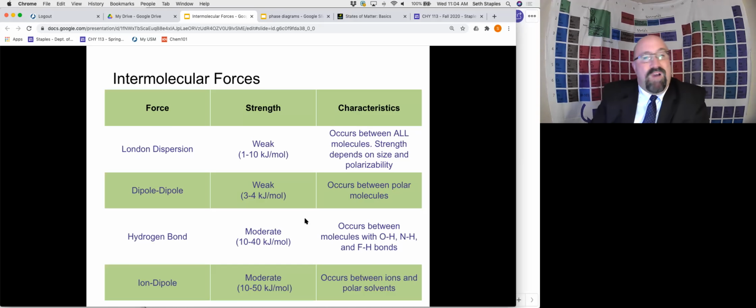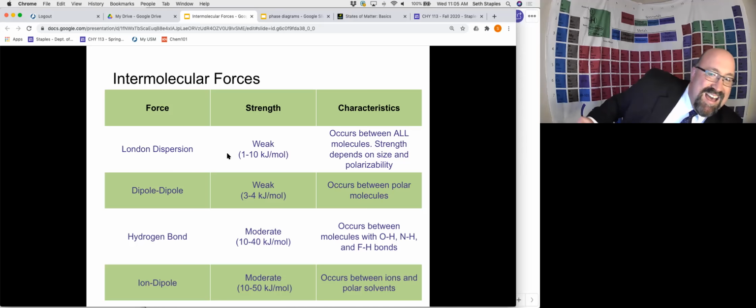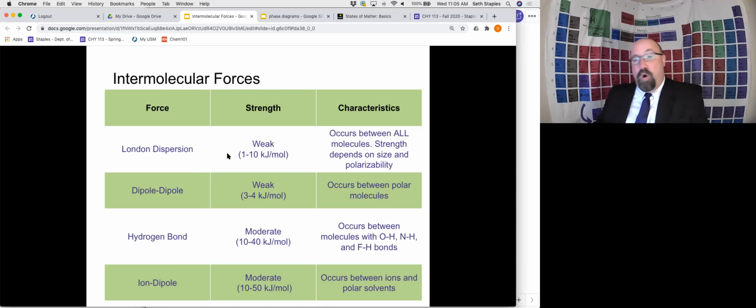There are four primary types of intermolecular forces we're going to talk about, starting with the weakest, with London dispersion forces. London dispersion forces are fairly weak forces that occur actually in all molecules, and we'll talk about these. The strength of an intermolecular force depends on the size of the molecule and something that we call the polarizability of it. We have dipole-dipole forces starting to get a little bit stronger.